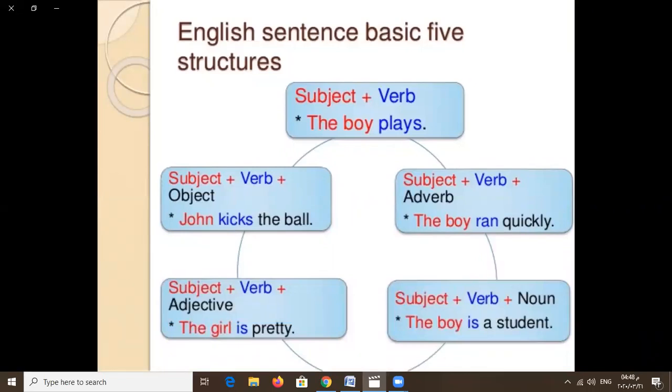Subject, verb, adjective. For example, the girl is pretty. The girl, subject, is, verb, pretty, adjective. Subject, verb, adverb. For example, the boy ran quickly. The boy, subject, ran, verb, quickly, adverb. Finally, subject, verb, noun. For example, the boy is a student. The boy, subject, is, verb, student, noun.